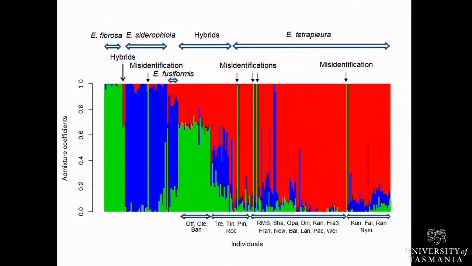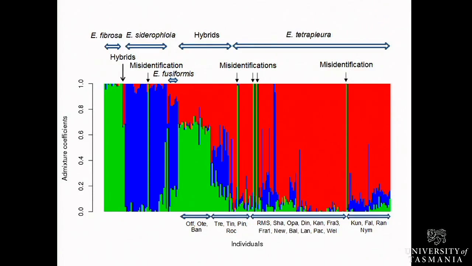So we did a LEA analysis to investigate the structure of all of our data and samples, and basically this uses the sNMF function, and this shows K equals 3, and here are all the Eucalyptus fibrosa samples, so in the green, and you can see that most of them have strong assignment to Eucalyptus fibrosa. There were a couple that were actually hybrids there, or come out as admixture.